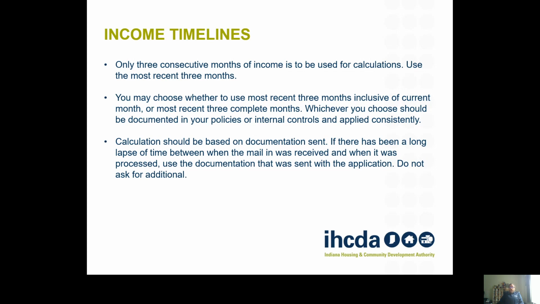Income timelines, of course, as with last year, only 3 consecutive months of income is to be used for calculations. And also, you must use the most recent 3 months. A couple years ago, we did have language that you can use any consecutive 3-month period within the most recent 5-month period, and that language went away because it was kind of confusing and misleading.